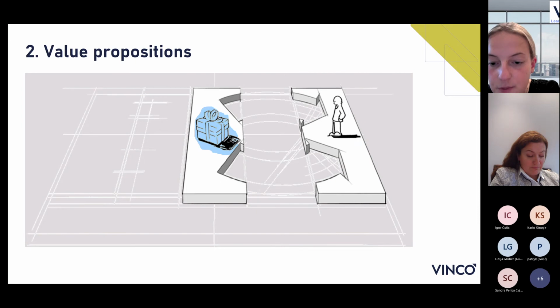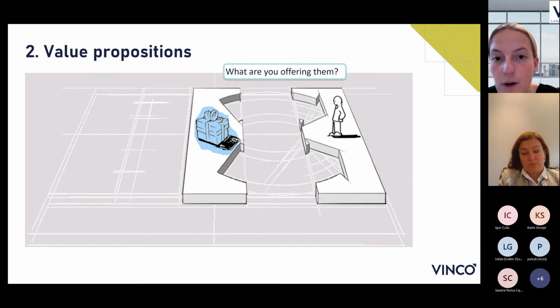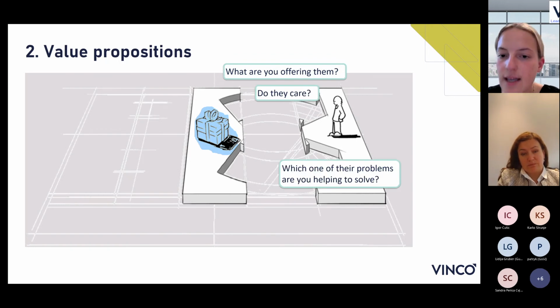Okay, let's continue. So the value proposition describes the bundle of products and services that create value for a specific customer segment. So that's the reason why customers turn to your company over another. It solves a customer problem, or it satisfies a customer need. Some value propositions may be innovative or represent a new, disruptive or radical offer. Others may be similar to existing market offers. So the questions here: what are you offering them? Do they care? And which of their problems are you helping to solve?